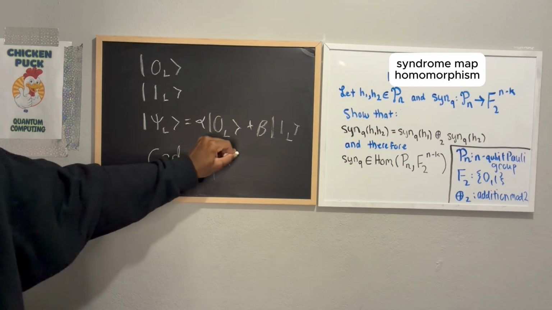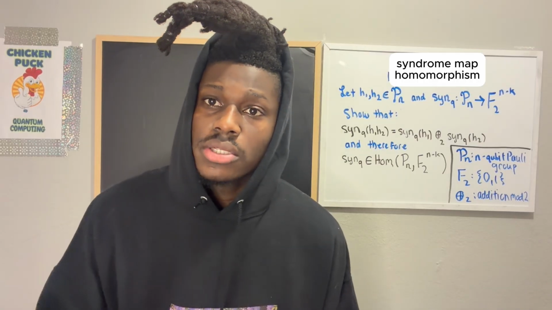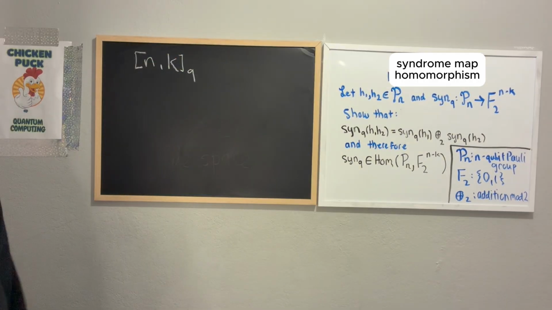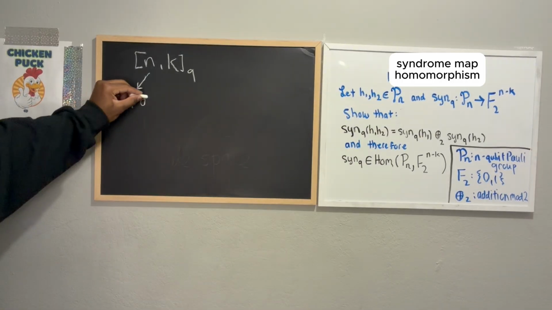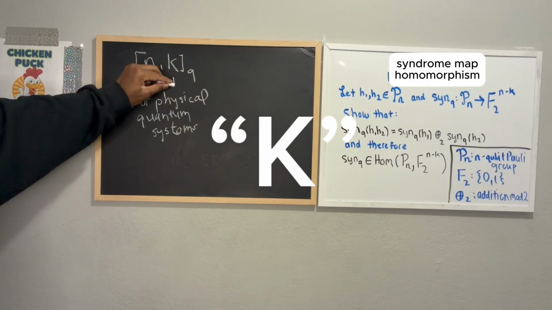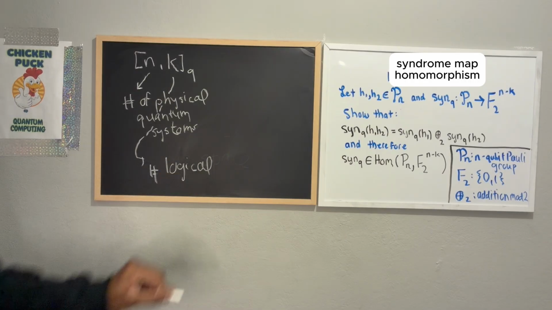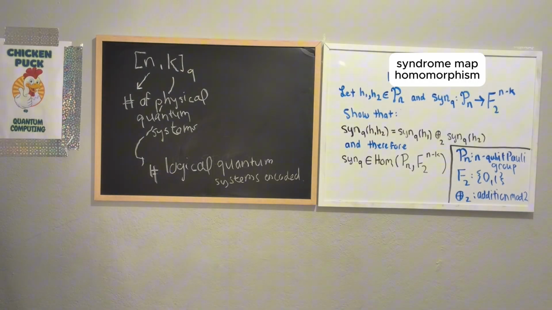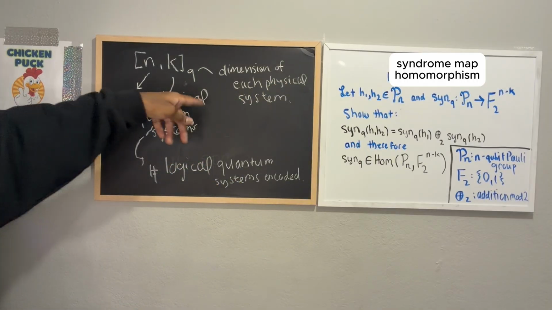So now let's define with notation a quantum error correcting code. Okay. This n is the number of physical quantum systems. The k is the number of logical quantum systems encoded. And then the q is the dimension of each physical system. So for ordinary qubits, this q will be 2.